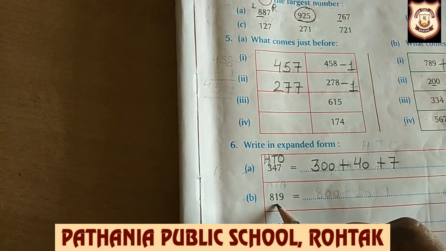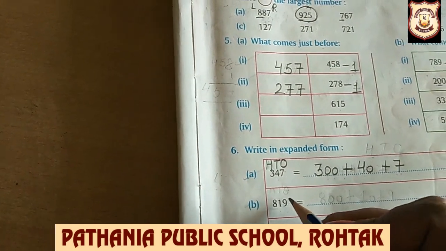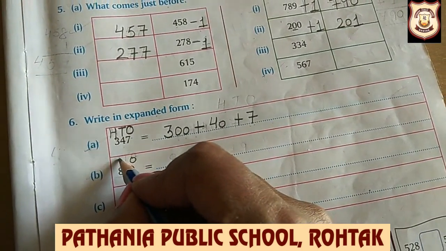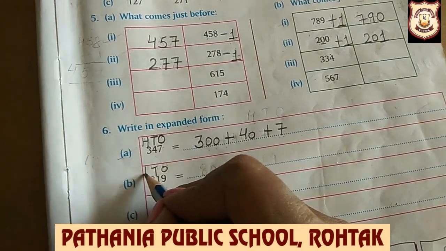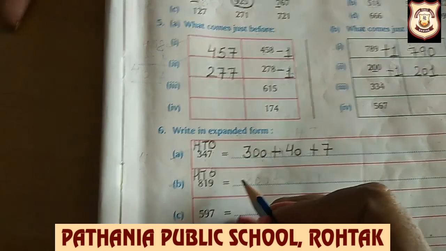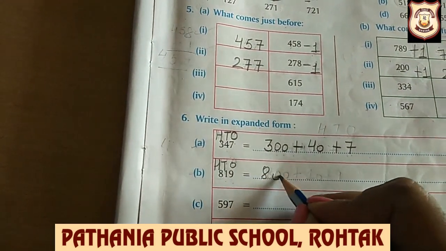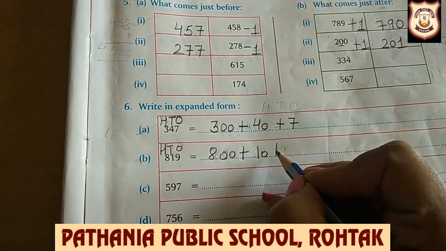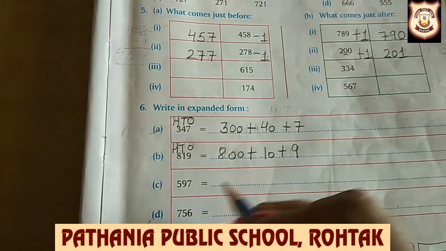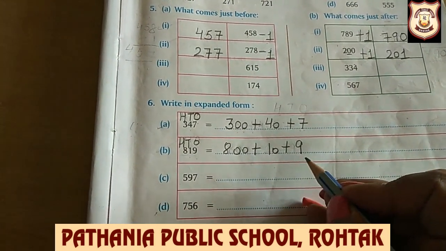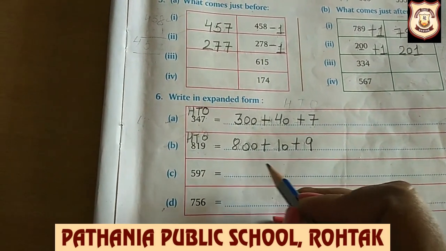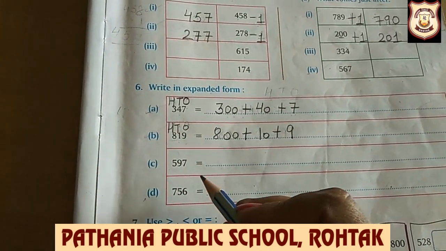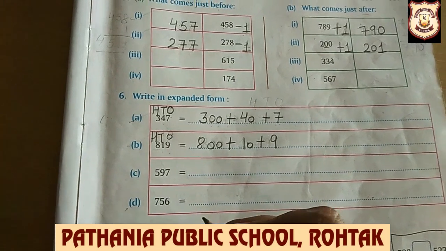Now same in the second number, 819. Again we will go with the places: ones, tens and hundreds. So it is 800 plus 10 plus 9. So 800 plus 10 plus 9 is the detailed form, the expanded form of 819. C and D you will do yourself as your practice.